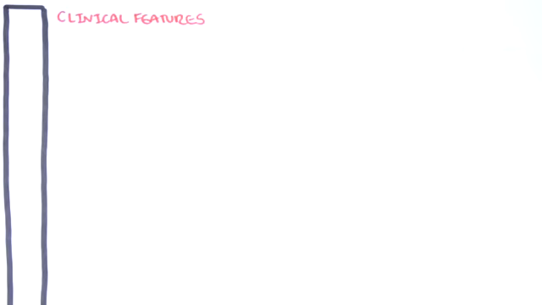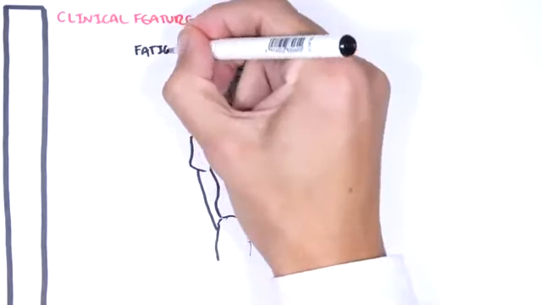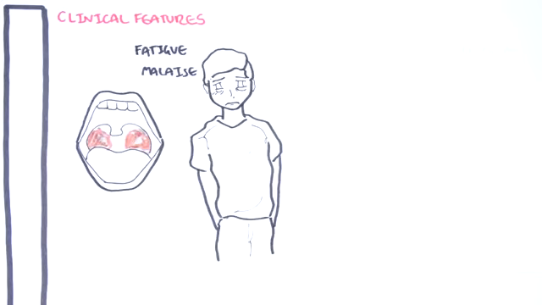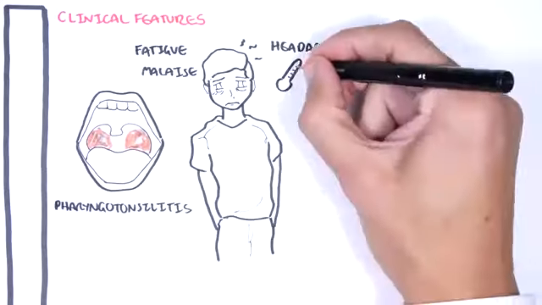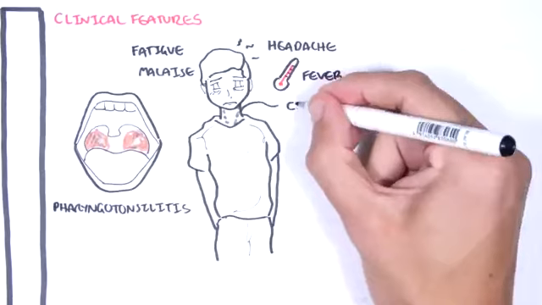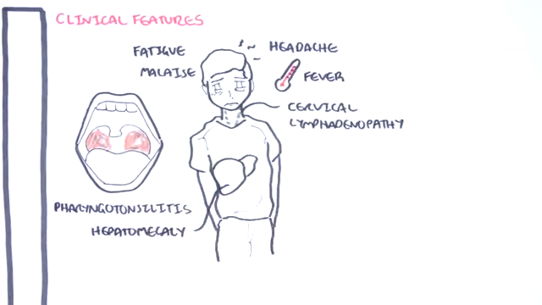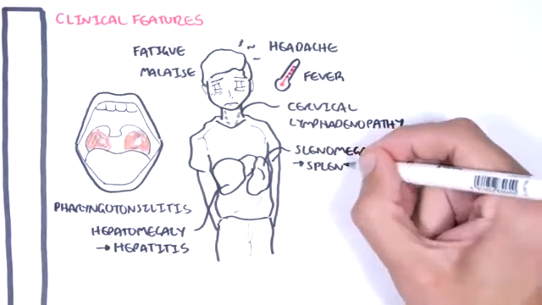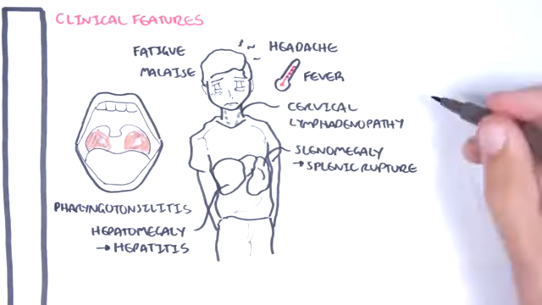Infectious mononucleosis most often begins insidiously with fatigue and vague malaise, followed several days later by a sore throat, pharyngotonsillitis, headaches, fevers, and swollen cervical lymph nodes. In some people, there can be hepatomegaly, leading to complications such as hepatitis, and splenomegaly, which can lead to complications such as a splenic rupture, which is also a presentation of infectious mononucleosis.